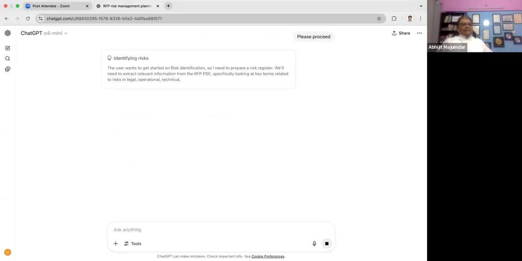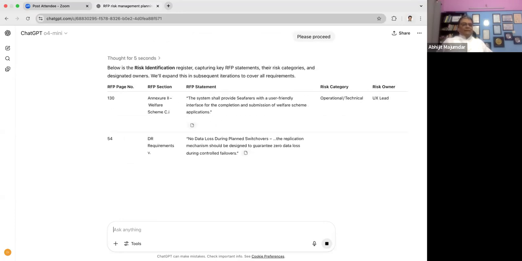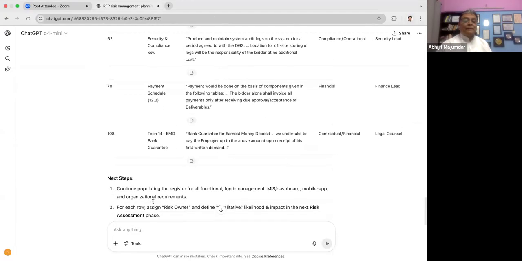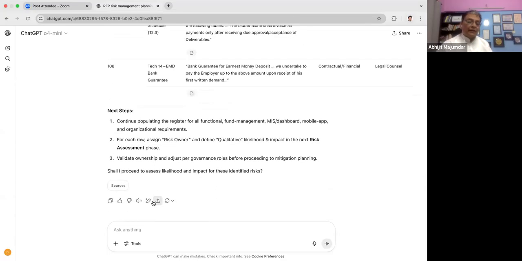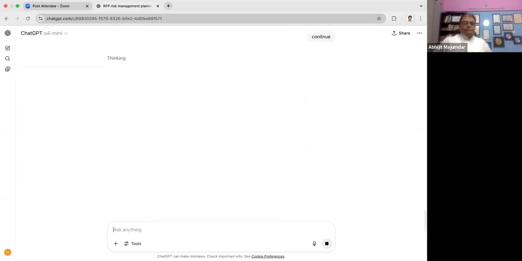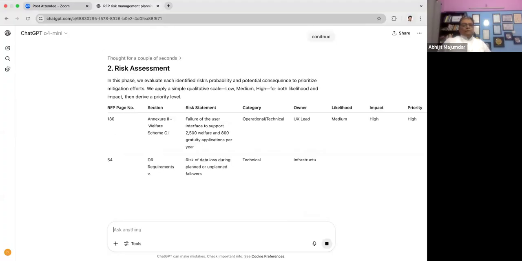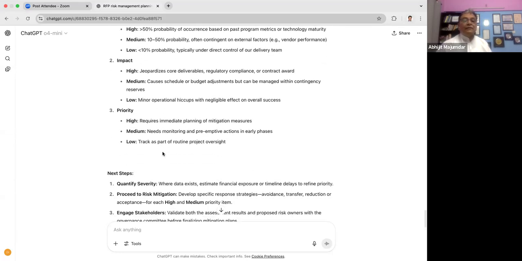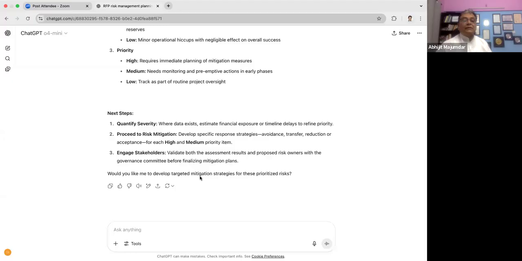So now it is identifying the risk. First it did the planning. Now it is identifying the risk. Okay. So you can see the risk identification part. Next step, continue. So now it says, okay, now I can go and do the risk assessment next. So I can simply say continue. So it has done the risk assessment, and finally you can ask, it has done the next step. What is the next step? Quantify the severity, engagement, do you want the targeted mitigation strategy? Yes, please.